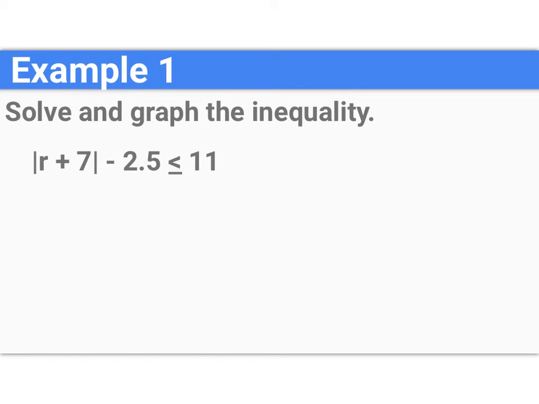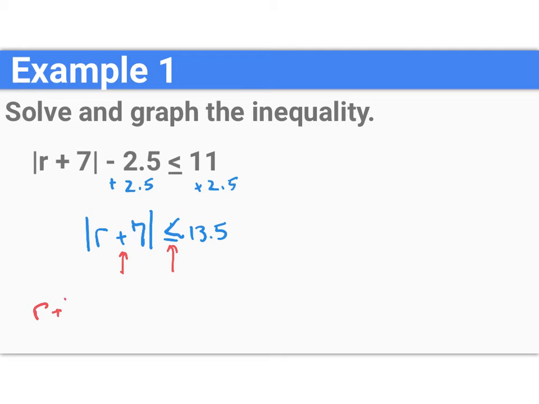Okay, so now let's look at the total thing. The first thing we have to do is get rid of the 2.5, so it looks like the absolute value of x. We're going to add 2.5 to both sides, and we have the absolute value of r plus 7 is less than or equal to 13.5. And because this is r plus 7 and is less than, no matter what's inside our absolute value, we have to deal with both possibilities.